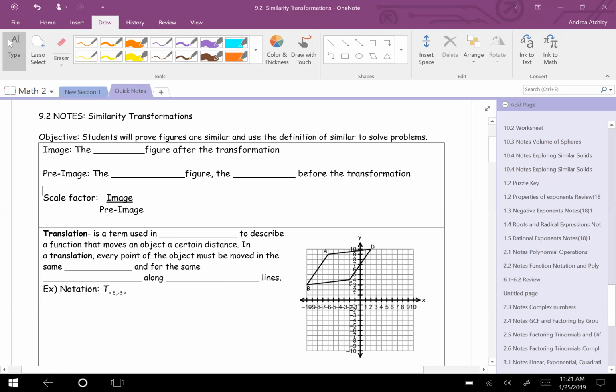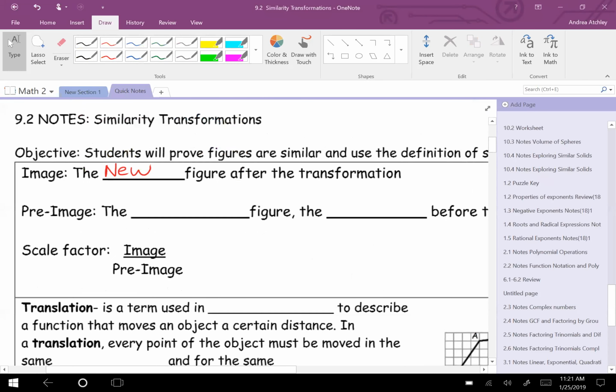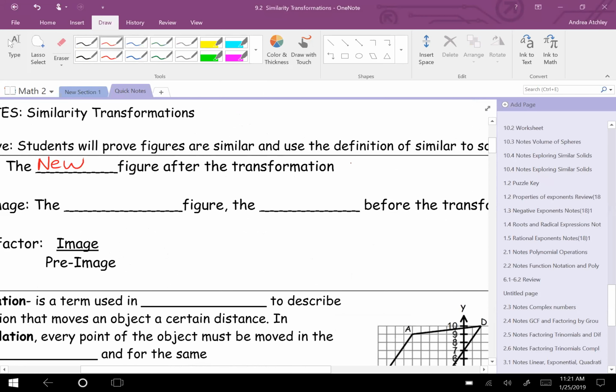Okay, so we need to know what this is. The image. We talked about this yesterday for a dilation. The new figure is the image. Remember it has the primes, like triangle A prime, B prime, C prime. That's how you can tell that it's the image, that it has the little marks, okay?